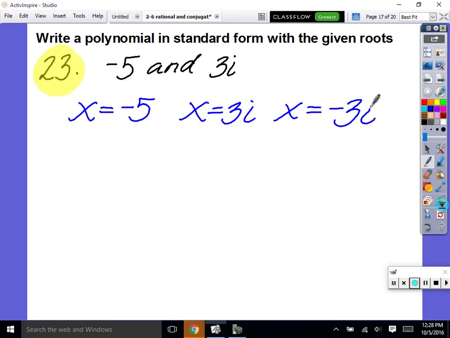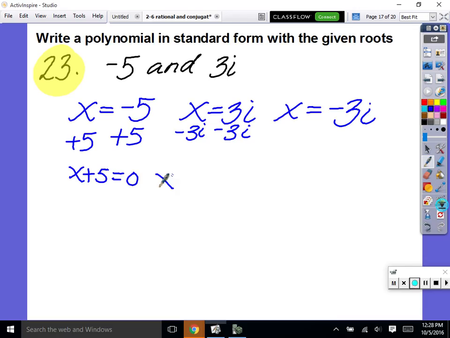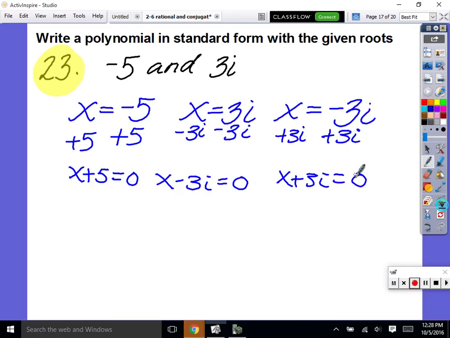Okay, so now we're going to work backwards. So this will be a 3rd degree. If we want to put it in standard form, this is working backwards. We're going to add 5 to both sides. So we have x plus 5 equals 0. We're going to subtract 3i, so we have x minus 3i equals 0. That was the linear factor. We'd add 3i, so we have x plus 3i equals 0. Before they were split apart, they were technically multiplied together. So let's go like this.